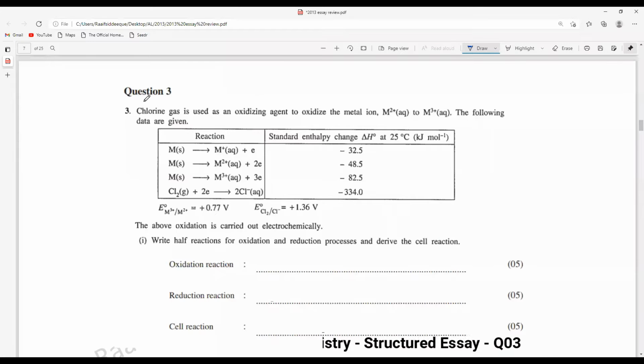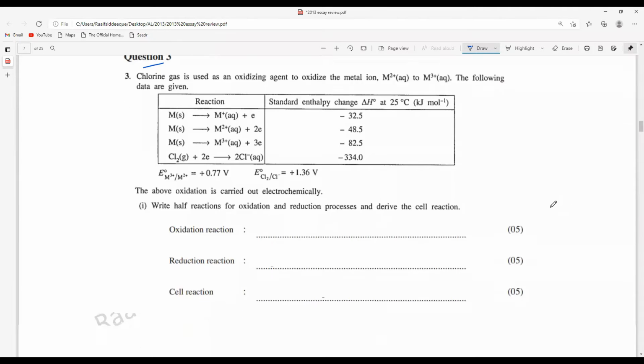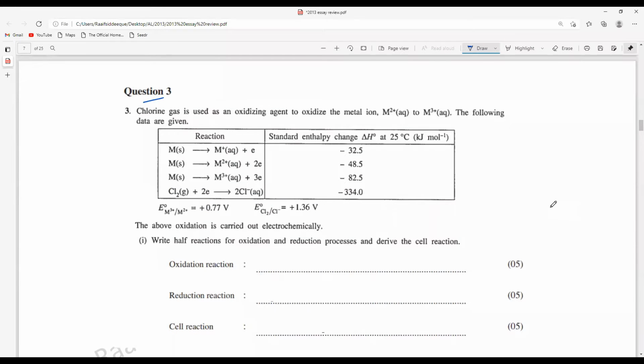Right, so question number 3. This was the first question asked in the reformed syllabus where an electrochemistry question is asked in the structured essay part. This was the turning point of the exams, because nowadays they relate a little bit of electrochemistry and thermodynamics into the structured essay as well.